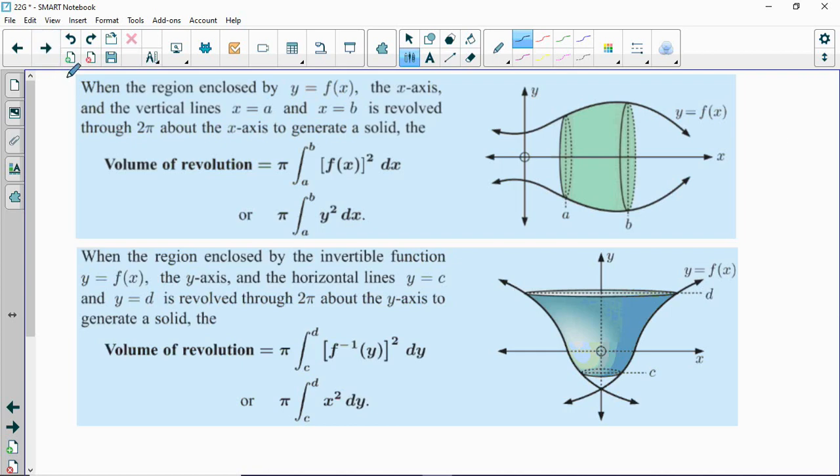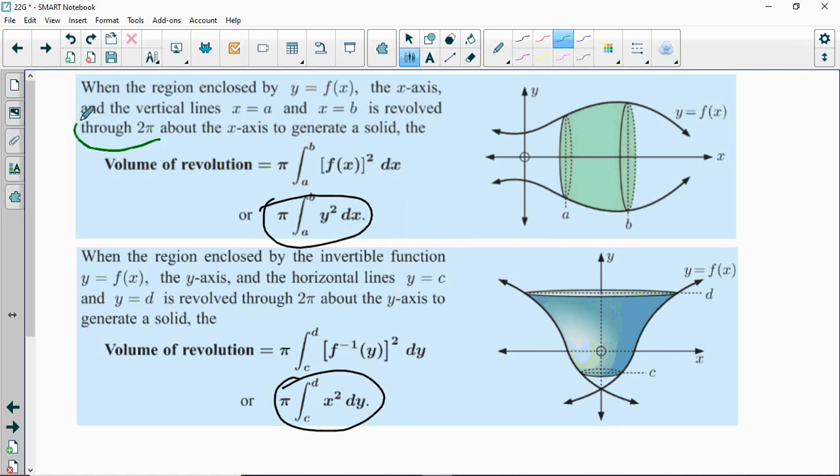Also, the formulas are in the data booklet. They're on page 13. You're going to see this and this on that page. So they do tell you how to take the volume along the x-axis or along the y-axis. Now again, these are the formulas when we are rotating 2 pi, so when we're going all the way around our x or y axes.